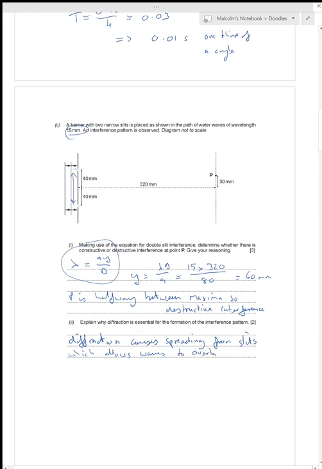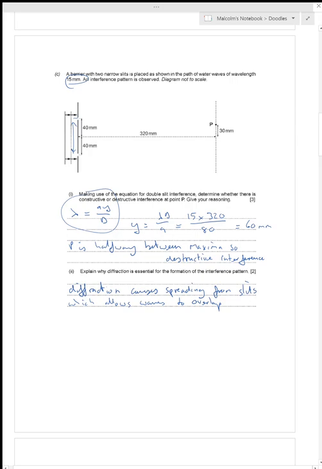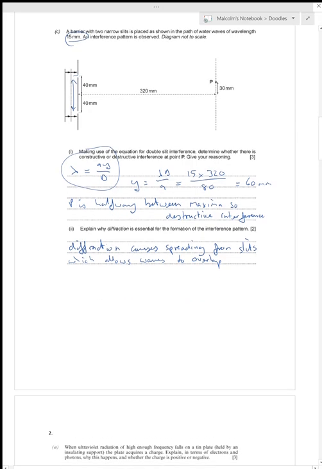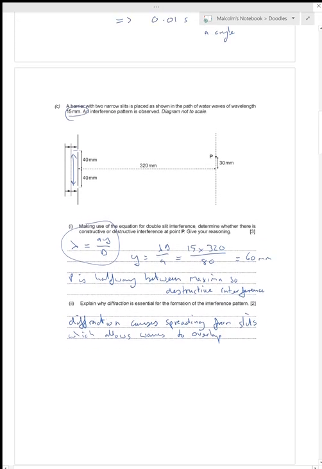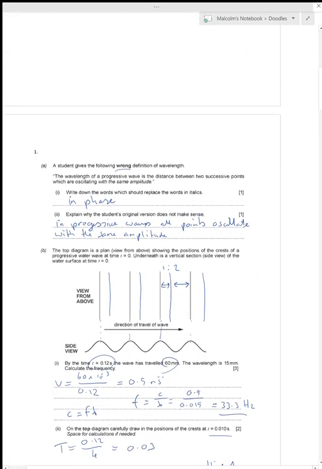And having answered questions of this type before, my suspicion is our 2 marks are 1 for saying that the diffraction causes spreading, and the second for saying that the waves need to overlap. Yeah, so I think that's it. That's question 1 then, done.